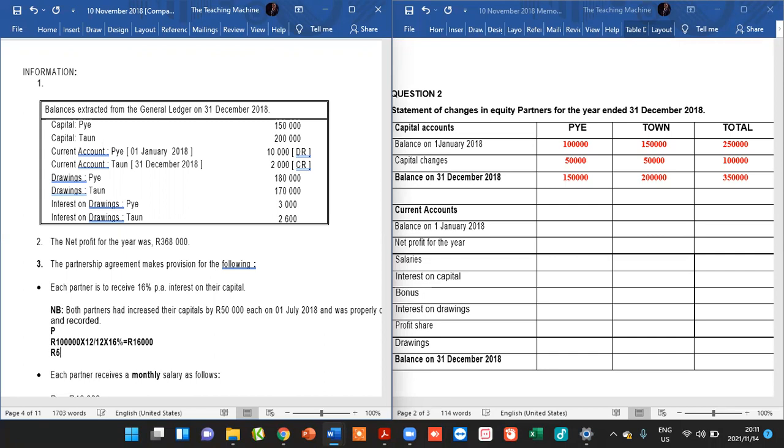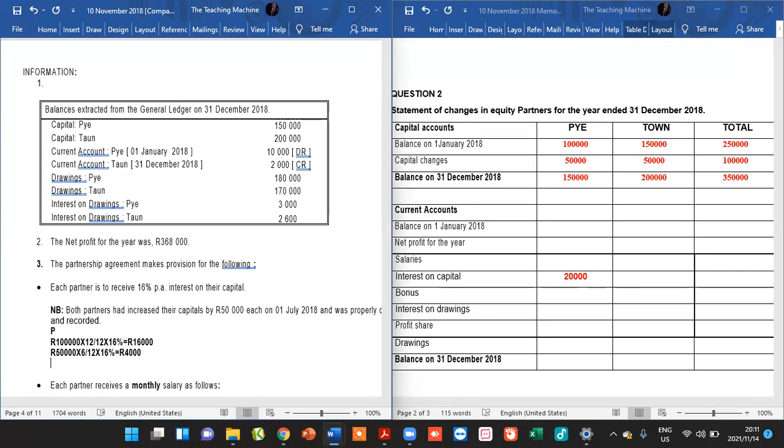Number two, the 50,000 only came into the picture on the 1st of July, so we can say that it's 6 months old. 50,000 rands multiplied by 6, divided by 12, multiplied by 16% is equal to 4,000. How much is 4,000 plus 16,000? It should be 20,000. Therefore, the sum of the interest on capital for this partner is 20,000 rands. If there are no questions, let's look at the next partner.